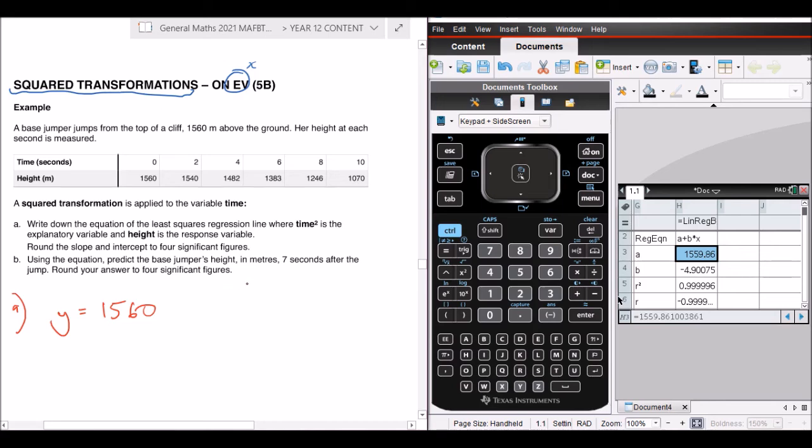Cool. And then my A, so remember for my A plus BX, Y equals A plus BX. So what's B? In this case, B is negative 4.9. So it's going to be negative.